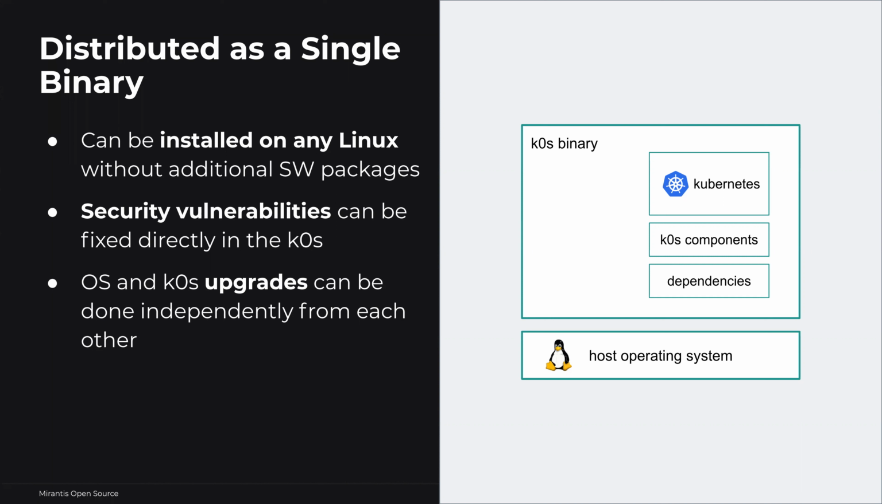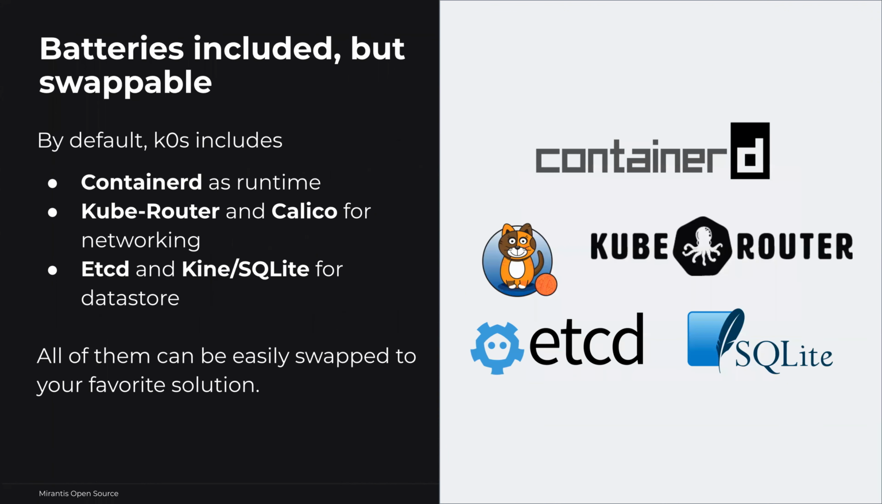It also means that there are no dependencies between K0s and the OS, not from the package point of view, and not from the upgrade point of view. So you can safely patch both layers in different cycles based on different needs. You don't have to intertwine them at all. Of course, as with many other distros, there are a lot of batteries included, but everything is swappable.